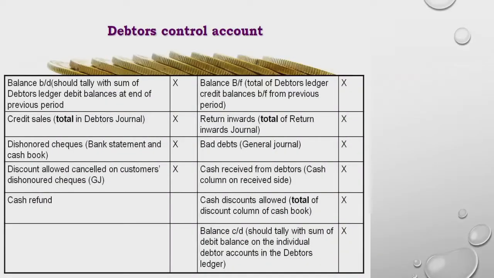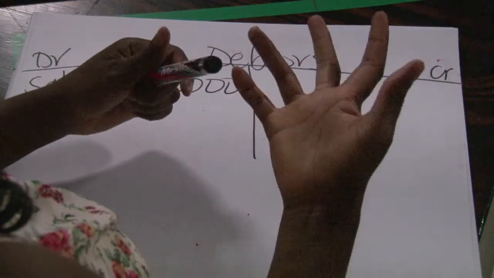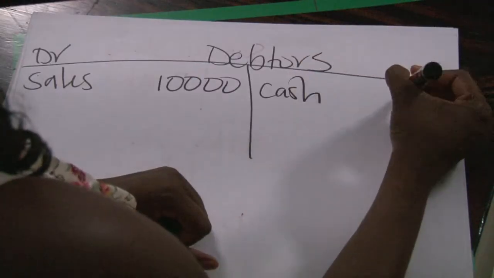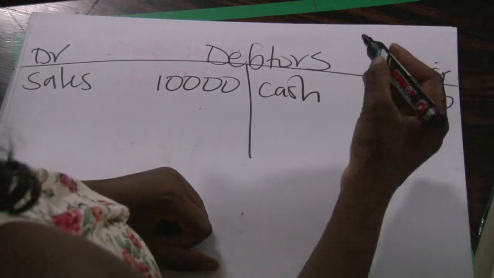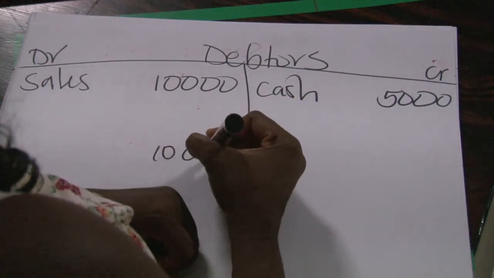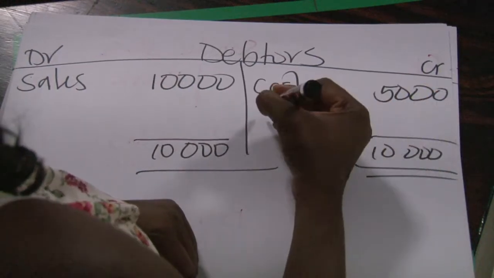Okay, another example. Cash received from debtors. What does it mean? Maybe this was 10,000 and later some debtors decided to pay off their debts. So our debtors are going to decrease and therefore we record on the credit side. Let's say they pay with cash of 5,000. Now at the end of the day when we cross off, we say this is 10,000, this is 10,000.